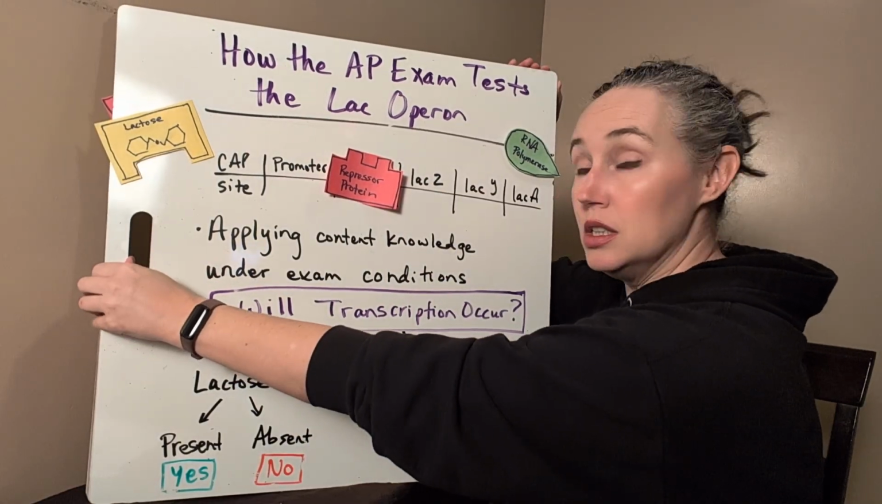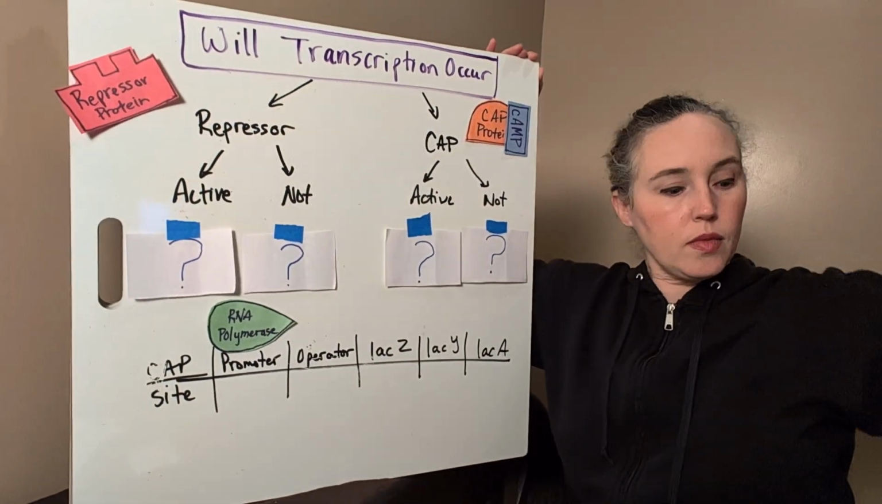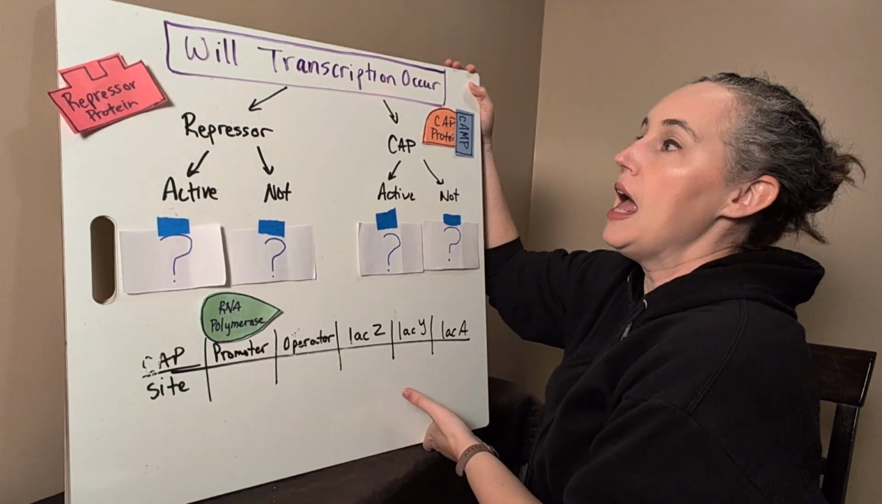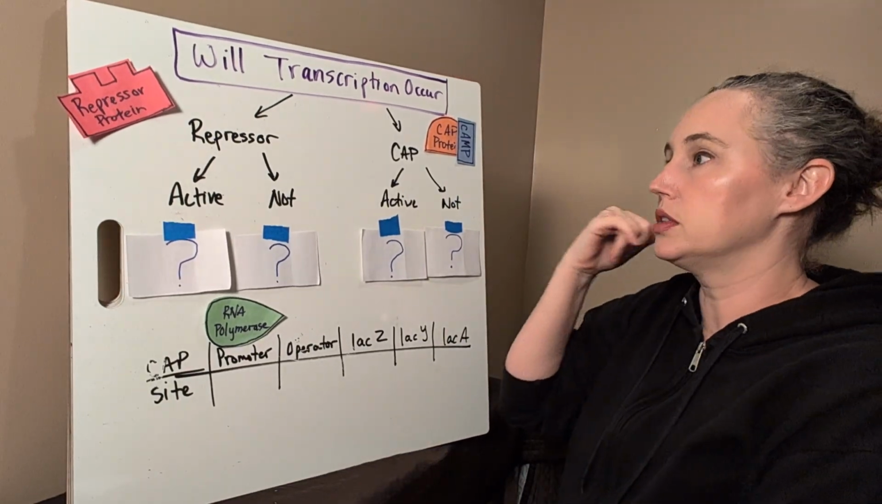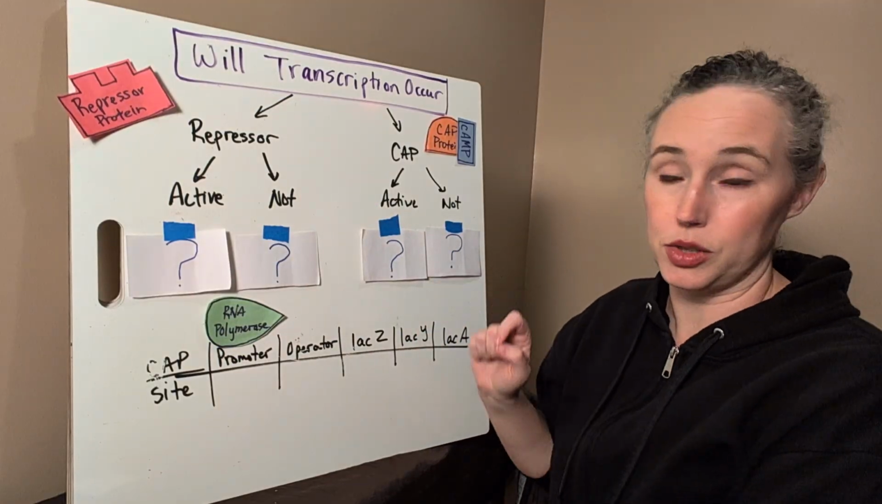So, how's it showing up on the exam? Now, it could be about lactose presence or not. It could also be about the proteins that are involved in the transcription.